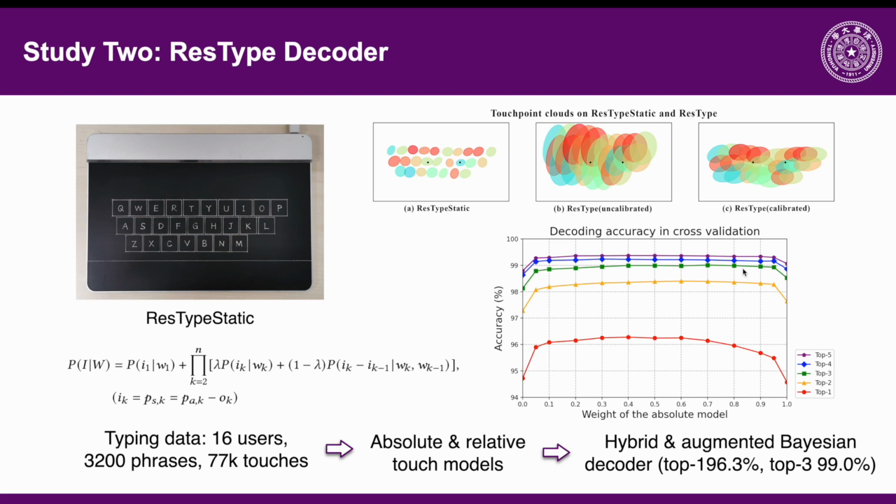Then we used the typing data to train a general touch model. The touch model was a combination of the classical absolute and relative Bayesian input decoder described by this equation, but with the consideration of calibration. Specifically, after each calibration, the virtual keyboard position would change following users' hands. We use all touch point positions relative to the calibrated keyboard position, not the actual touch positions. And at last, we achieved 96.3% and 99% top 1 and top 3 accuracies using the hybrid touch model.